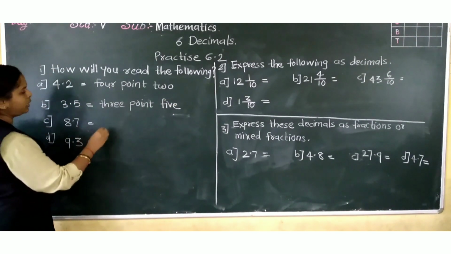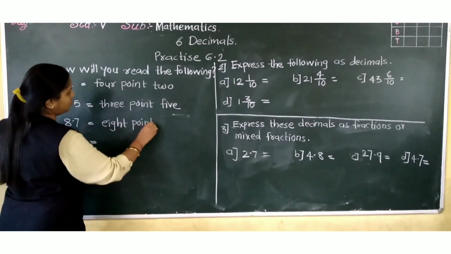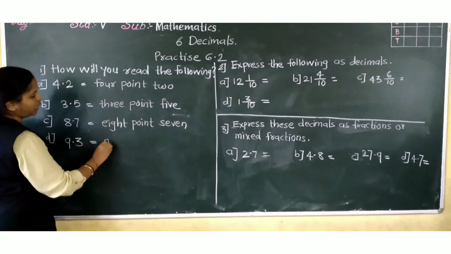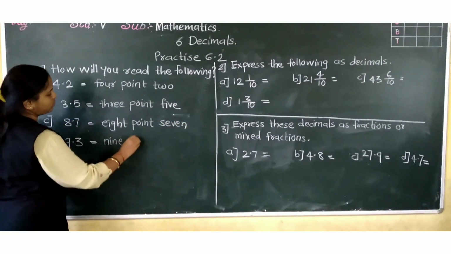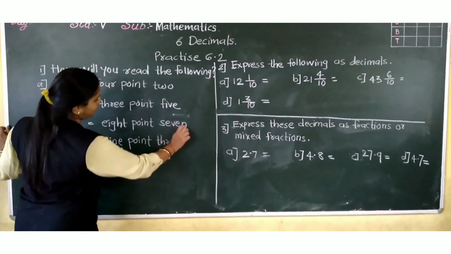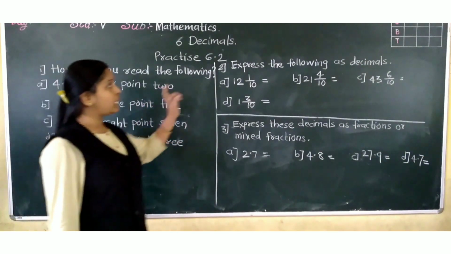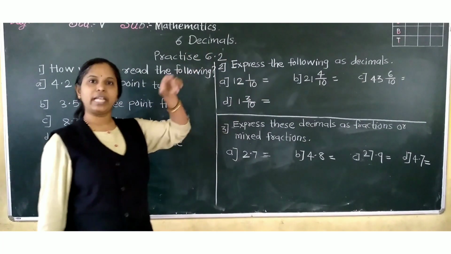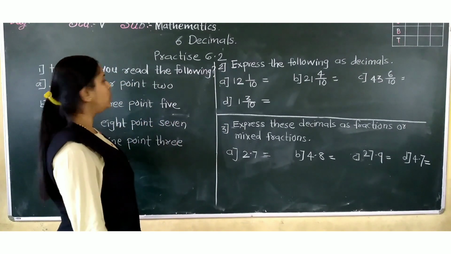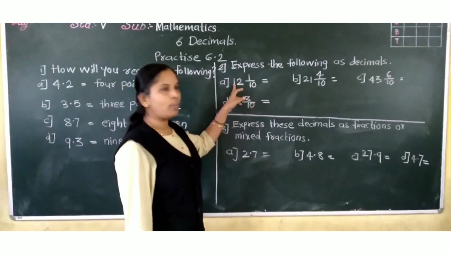Next, 8.7. And this 9.3. Okay, in this way. Now see here, express the following as decimals. These are the mixed fractions given. We have to convert them into like this fractions. Okay. Now here see, whole part is given.